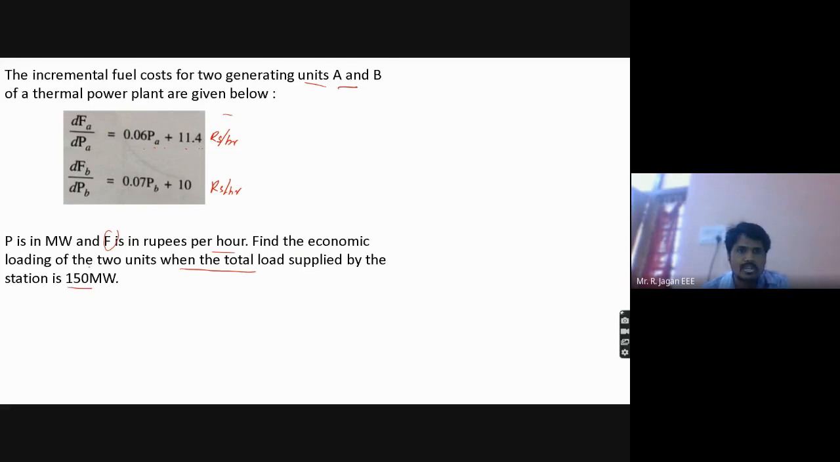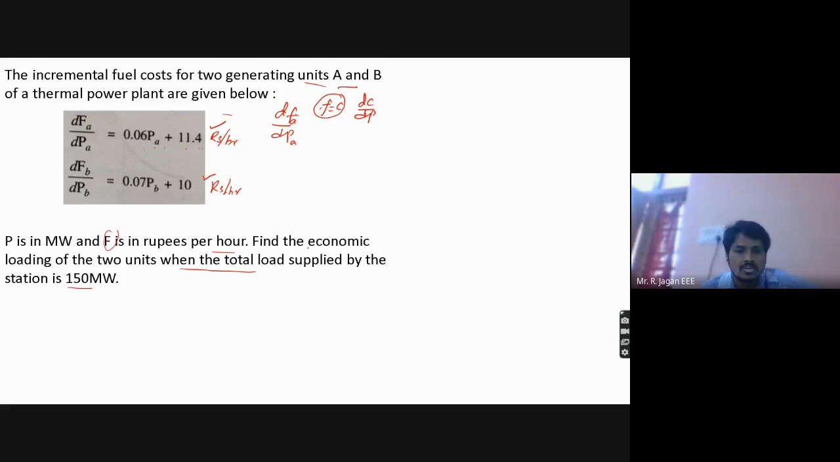Again, I'm reading the question here. The incremental fuel cost, ∂F/∂PA. Here F is the cost, which is C only. Previously we assumed ∂C/∂P, so instead of C, the question indicates F, ∂F/∂P. A means first alternator, B means second alternator. So this is the characteristic of the first alternator and this is the characteristic of the second alternator.